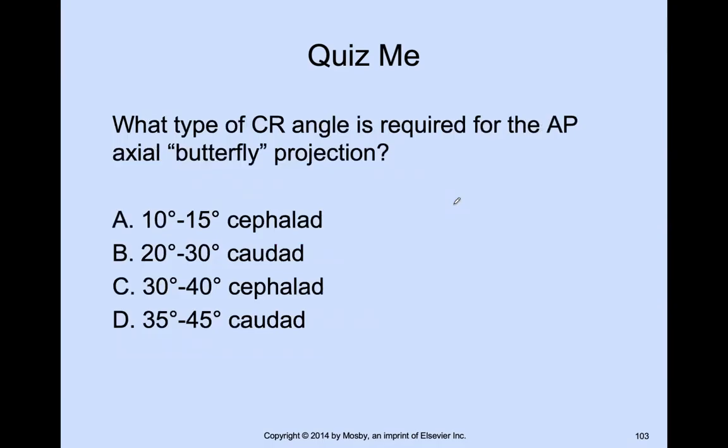What type of CR angle is required for the AP axial butterfly projection? 30 to 40 cephalic. For the PA, it would be 30 to 40 caudad.